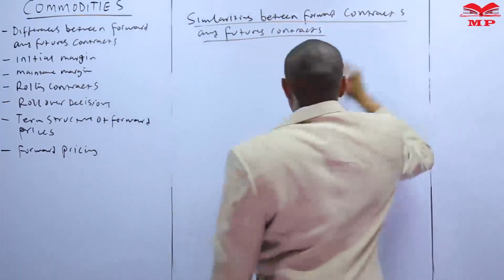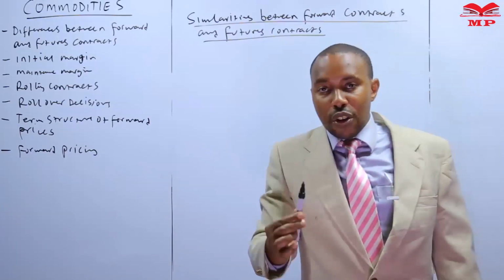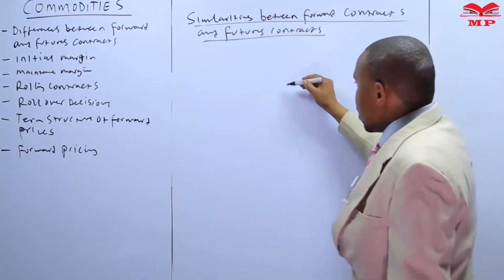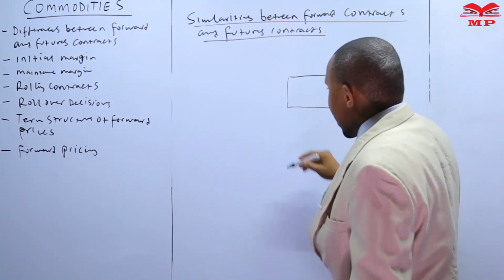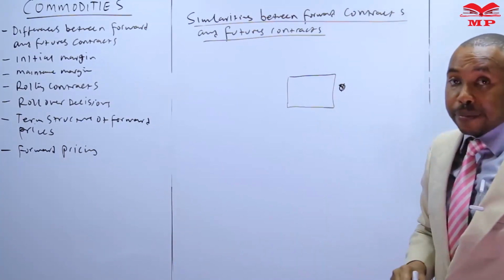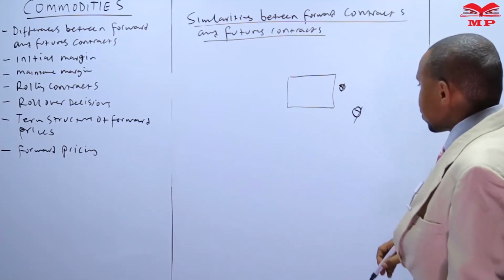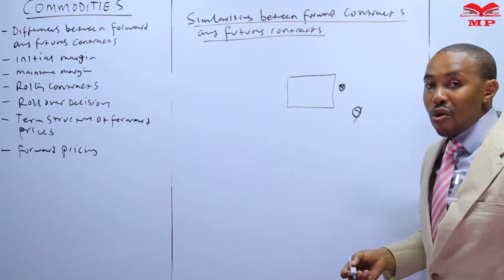Now, before I begin with the similarities, I need to first of all explain what forward contracts are and what futures contracts are. Suppose that this is a parcel of land. Individual X owns that parcel of land. Here we have another individual, Y, who is what we can say is an intermediary or a broker.